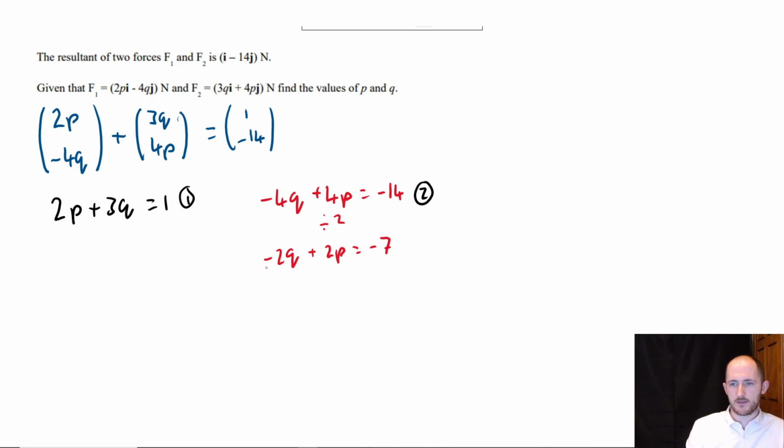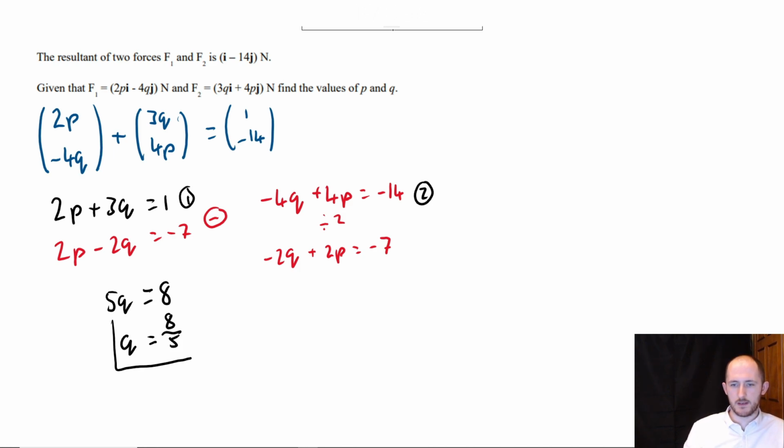So if I rewrite this over here, we have 2p minus 2q equals minus 7. So we could just subtract the two equations. 2p minus 2p is 0. 3q minus 2q is 5q. 1 minus minus 7 is 8. So that means q is equal to 8 over 5. Okay, so that's one unknown found.